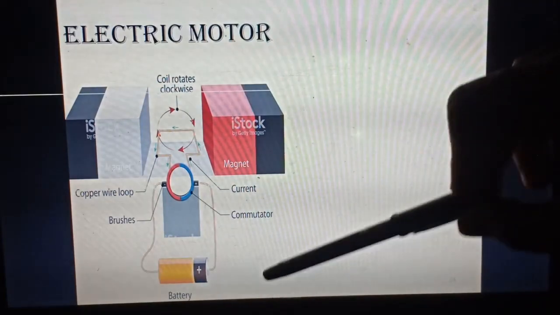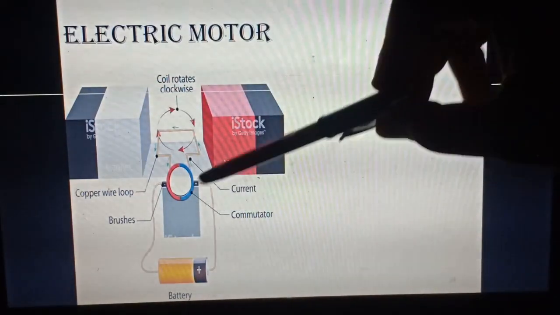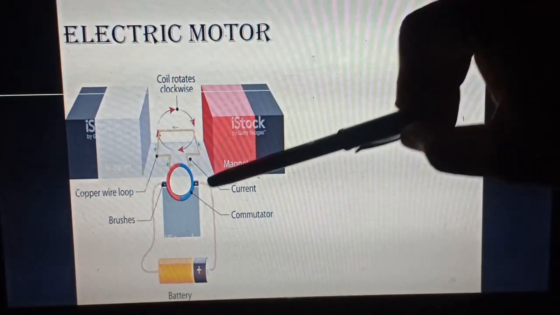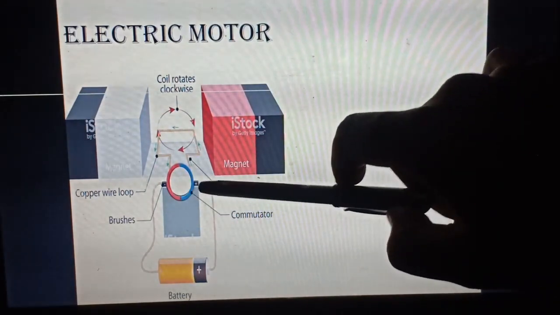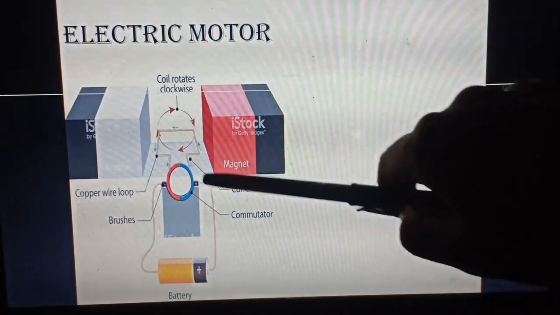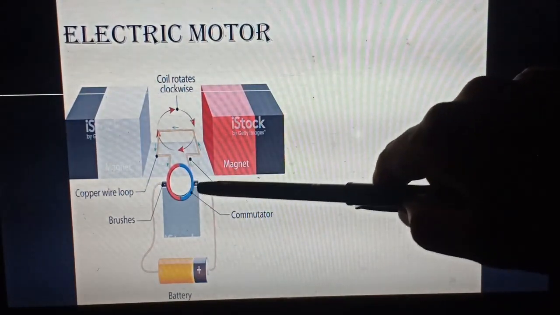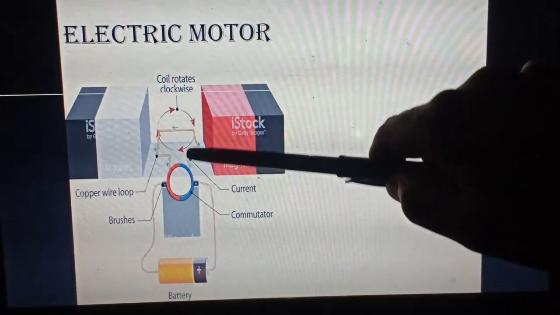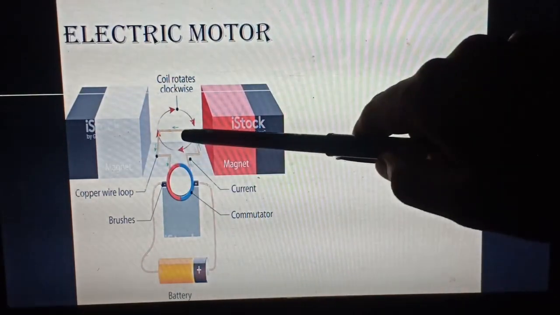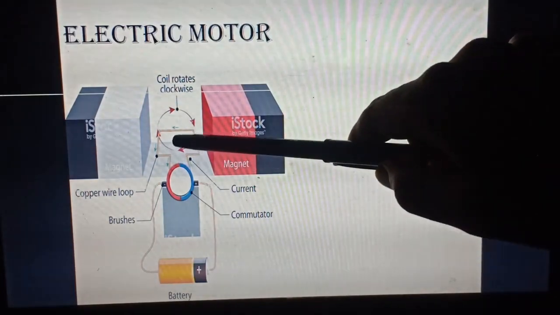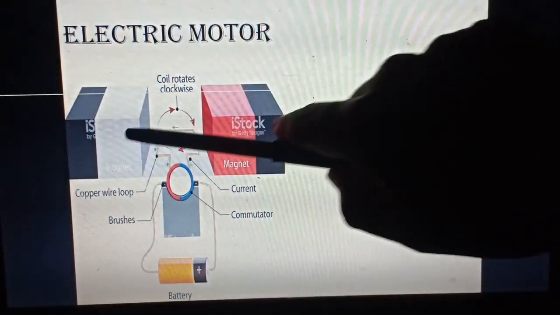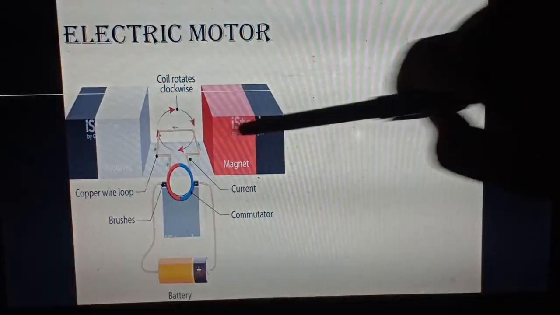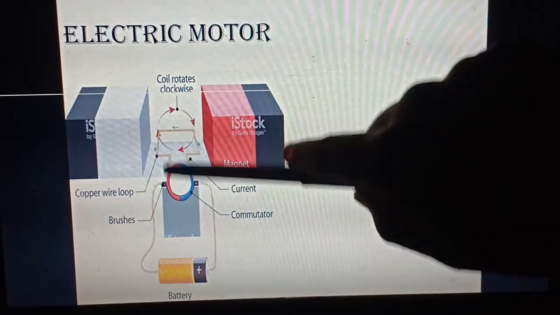First, we have to know about the construction of this electric motor. This electric motor is nothing but a rectangular coil which is connected to two brushes and finally to a commutator. A commutator is basically a device which reverses the direction of flow of current. And this loop is placed inside a magnetic field. Suppose these are two magnets, this is the north pole and this is the south pole.